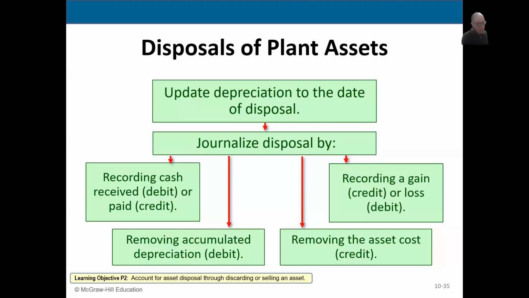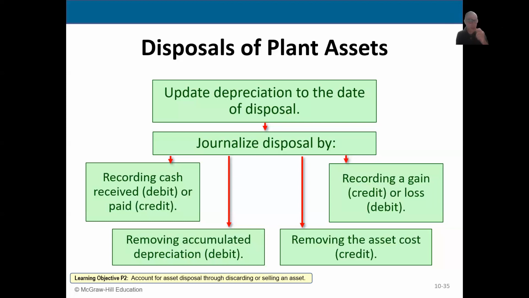So when that happens, we obviously need to record the disposal of the asset. We update the depreciation schedule by recording journal entries. The journal entries would be something like, if we're receiving cash, we debit, and then we would credit if we're paying cash for whatever reason.